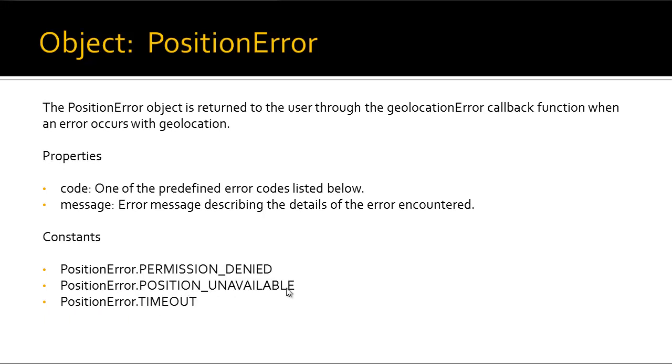And then, if it's unavailable for some reason, if geolocation is switched off on the device, if geolocation is not supported on the device and so forth, then the position error. If the permissions are denied, you need to make sure that you have permission to do this. So, if there was a permissions error, then you'll get that error code. Now, the message is the error message describing the details of the error encountered. So that will take care of the message for us that we can display to the end user, which is pretty cool. And that's all there really is to it. So that's nice and simple.